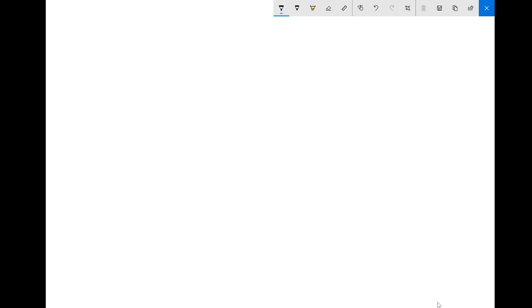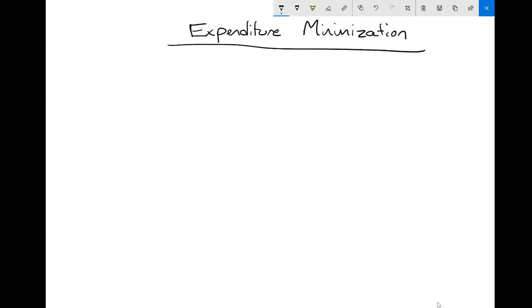Today's lecture is following up on the lectures on the topic of utility maximization, but in this case, we're going to look at the inverse problem, or what we might call the dual problem, as I'll explain later, which is what we're going to call expenditure minimization. All right, so that will be the topic of today's lecture.